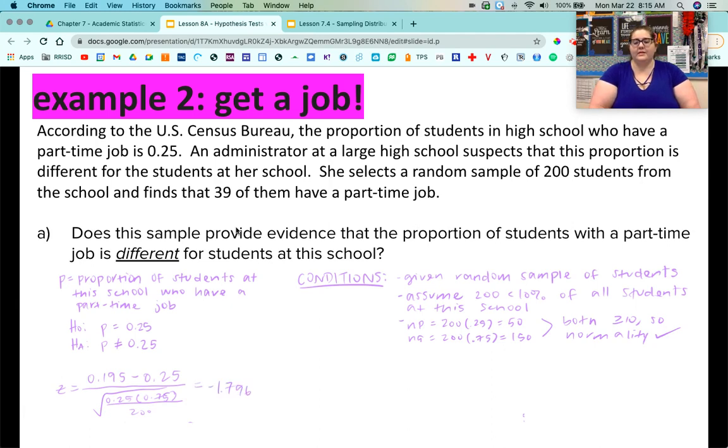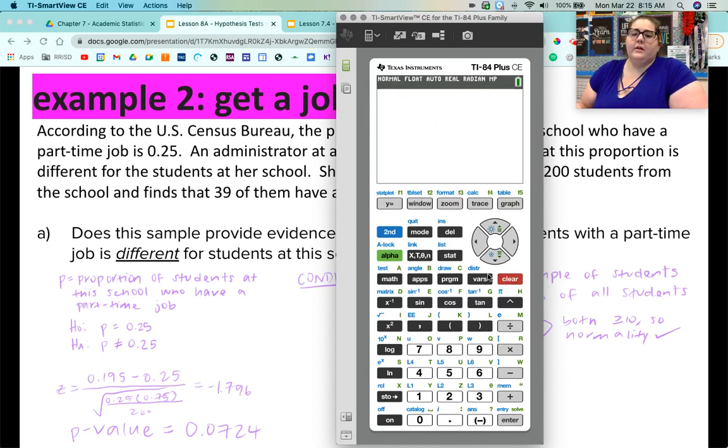And that gives me a z-score of negative 1.796. The p-value I get from that is 0.0724. So let's go back to our calculator and look at how we got that.